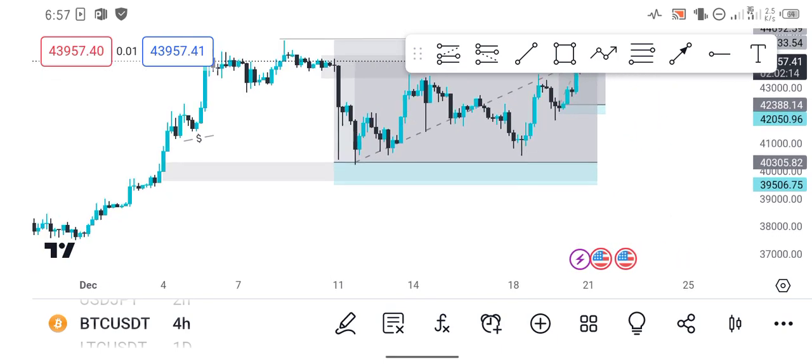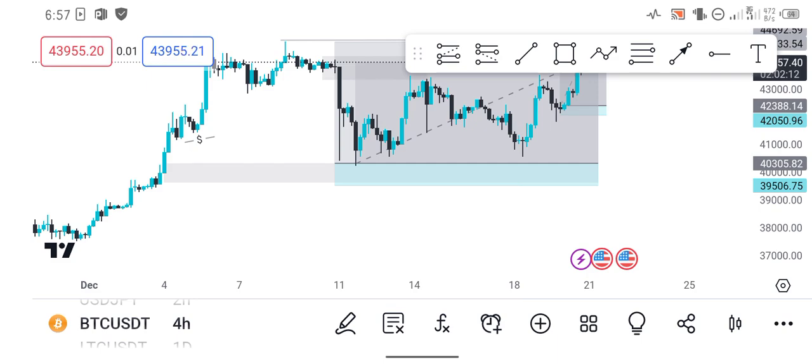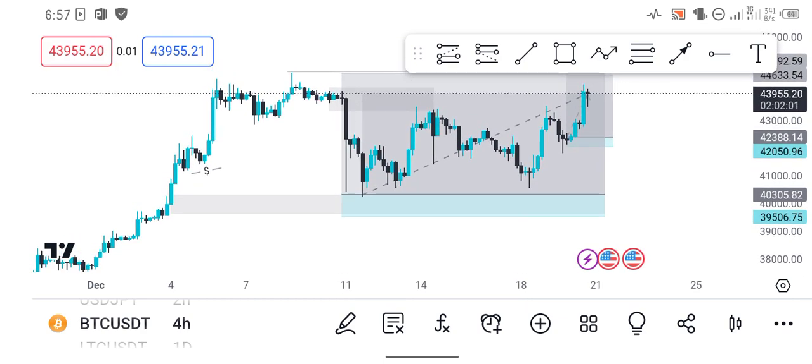A lot of you might be asking, is there another way you picked your point of interest? Yes, I did what I call time frame correlation. That is combining both time frames.